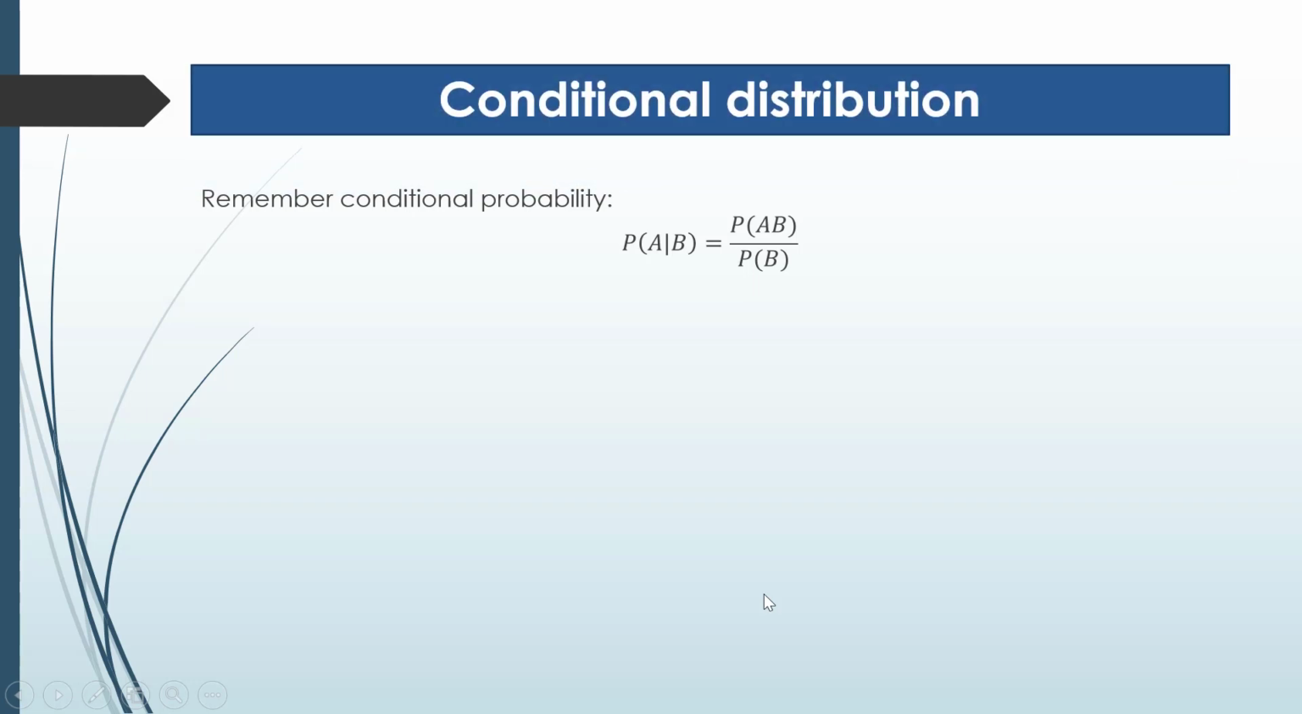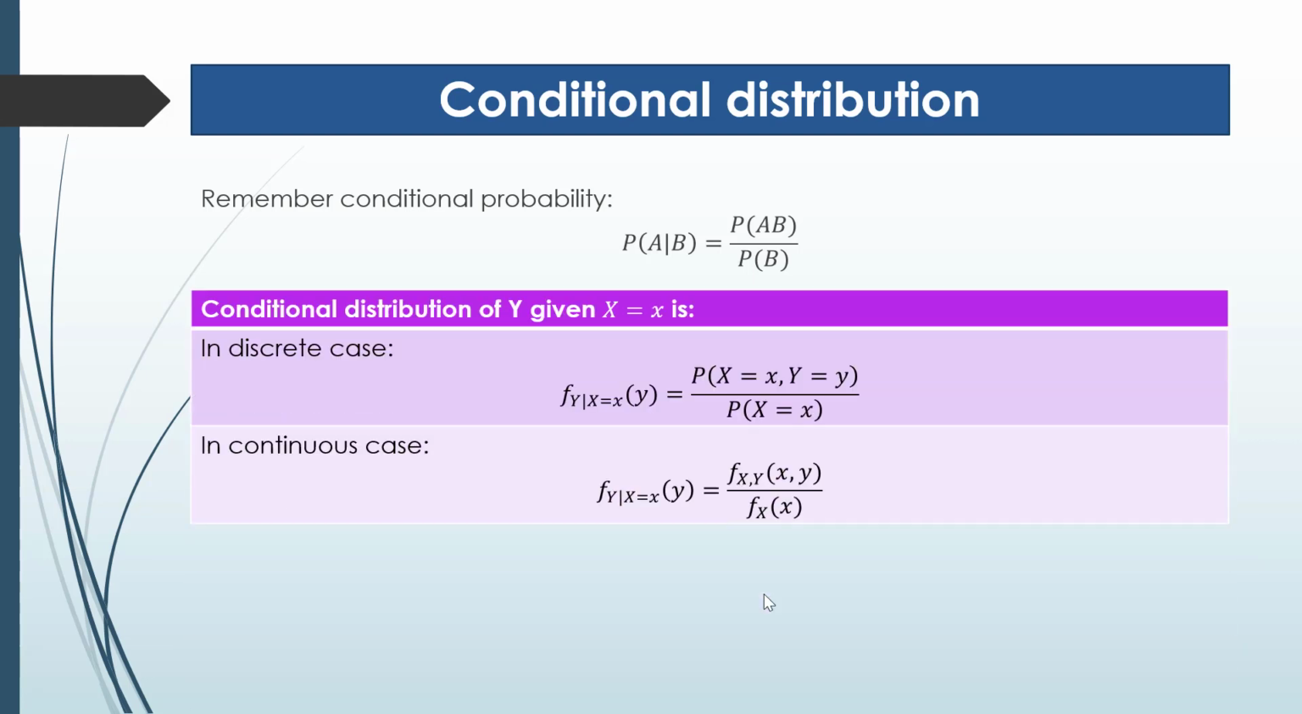Conditional distribution. Remember, the conditional probability of A given B is the probability of A and B over the probability of B. So the conditional distribution of y given x equal to little x is, in the discrete case, f of y given x equal to little x is the probability that X equals little x and Y equals little y over the probability that X equals little x. And in the continuous case, we have f of y given x equal to little x at the point y is the joint distribution f xy of x, y over the marginal distribution of x.